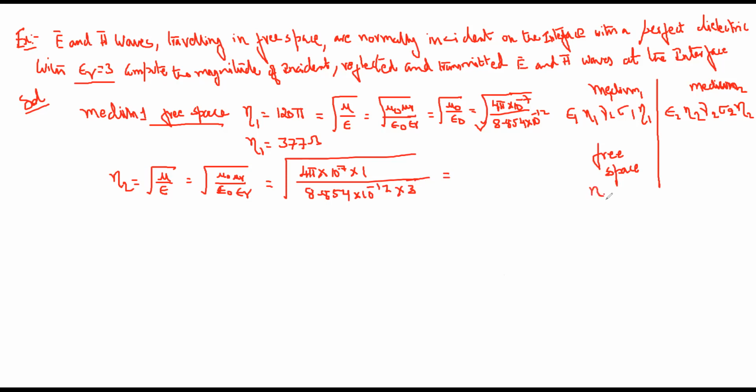In medium 1, eta 1 is equal to 377 ohms. And in medium 2, eta 2, if you calculate this value, you'll get 217.50 ohms. Got it, my students? Now you can find the transmission coefficient and the reflection coefficient. We know the transmission coefficient.